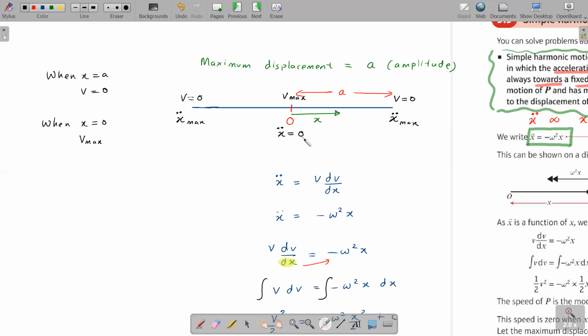Okay, so these are the main things you need to know here. So basically, when x is equal to A, velocity is 0, and your x double dot is a maximum. When x is 0, your velocity is maximum, your x double dot is 0. So again, these are some special things you need to know about this motion.